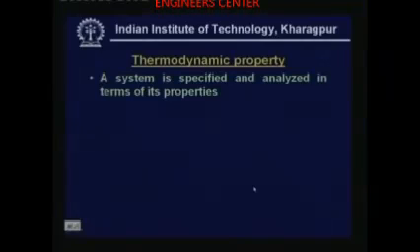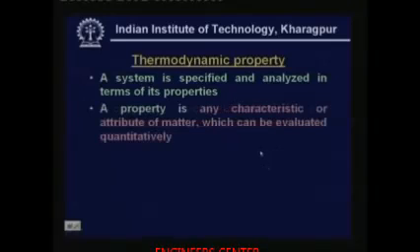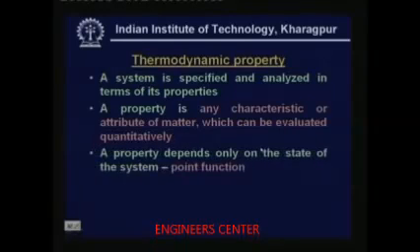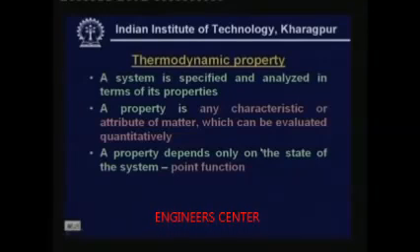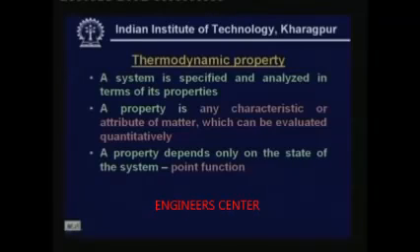Now, let us define thermodynamic property. A system is generally specified and analyzed in terms of properties. A property is any characteristic or attribute of matter which can be evaluated quantitatively. This is the exact definition of property, and a property depends only on the state of the system. That means a property has to be a point function. So, all properties are point functions, and one of the peculiar characteristics of a property or point function is that their cyclic integral is always 0. This is one of the characteristics of properties.